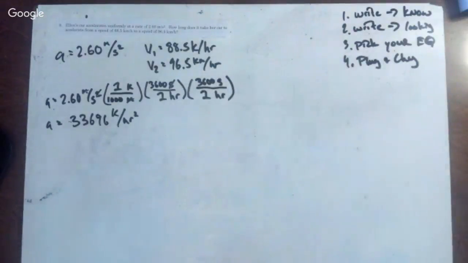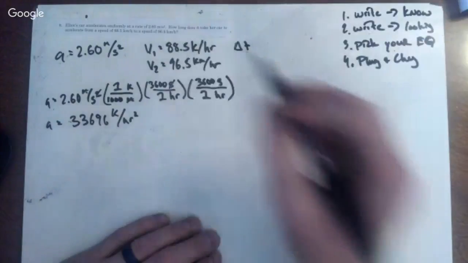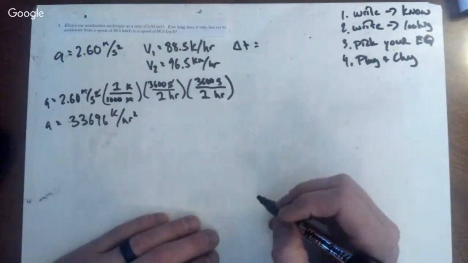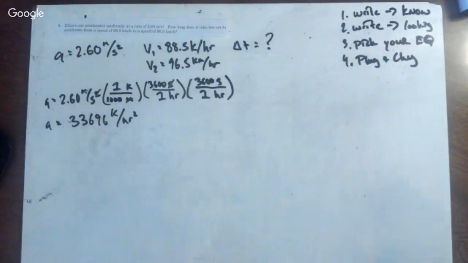Okay, so now what are we looking for back here in our problem statement? It says, how long does it take her car to accelerate? So that's what we're looking for. We're looking for a delta t, a change in time.